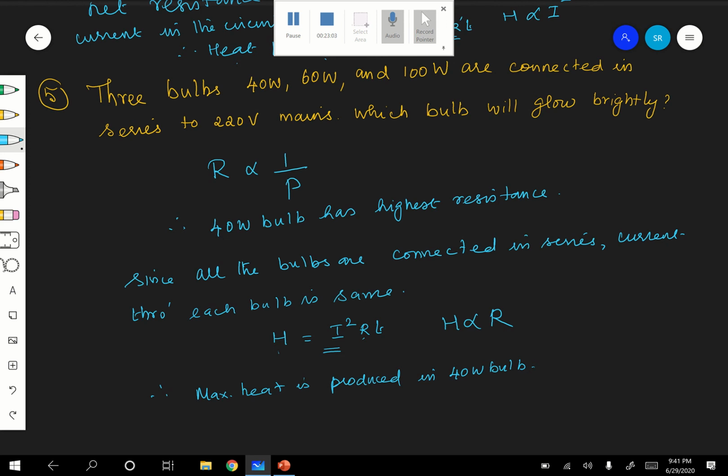Therefore, I is the same because all are connected in series. Therefore, H is proportional to R. Therefore, the power drawn by the bulb is also proportional to what? Resistance. Why? It is H by T, the rate of heat, or you can say the rate of heat that is drawn. That is also proportional to R here.